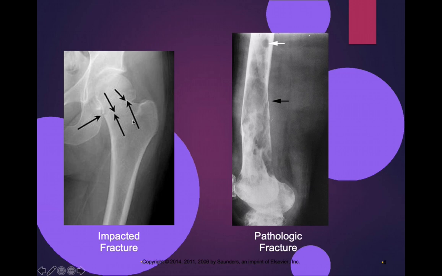Here is an impacted fracture, where here's the hip, here's the acetabulum, obturator foramen, right here is the ischium, head of the femur, greater trochanter, and here's the shaft. Now the neck should be a lot longer, and the neck has compressed or impacted into the head of the femur.